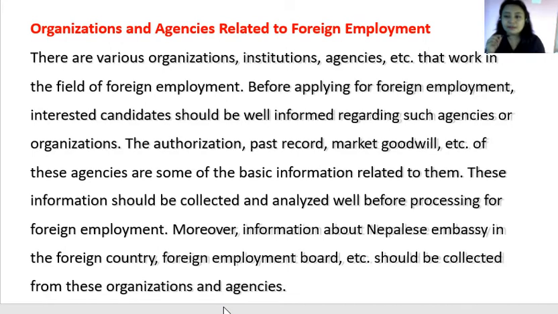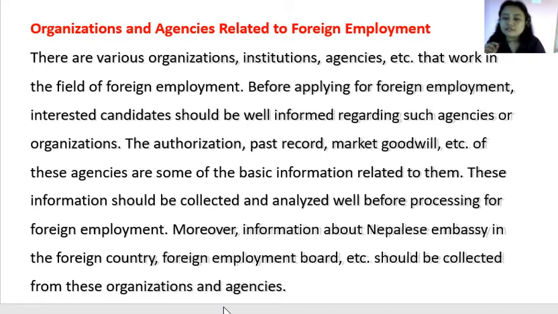But if you are applying with the help of a manpower company, then what happens? That manpower company may just take your money, and it could be fraud, or it could be making a fool out of you. So you need to think about this twice. You need to know about the authorization letter, the past record, and the legal documents of that company, and only then should you provide the documentation charge, the processing charge, everything. So this information is to be collected and analyzed before processing.